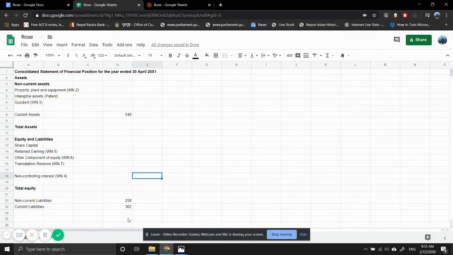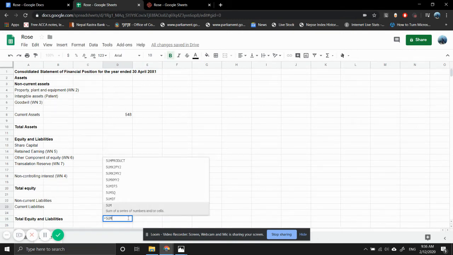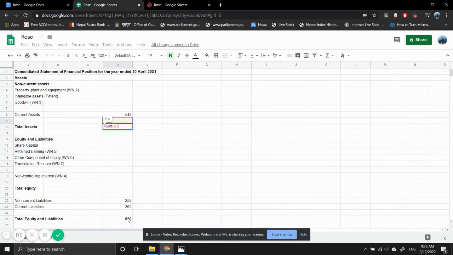Right, so all these figures we need to basically calculate, right? So this will be total equity and liabilities. This figure should be in bold as well. This will basically be the sum of all this, right? Okay, so let's prepare our working note.